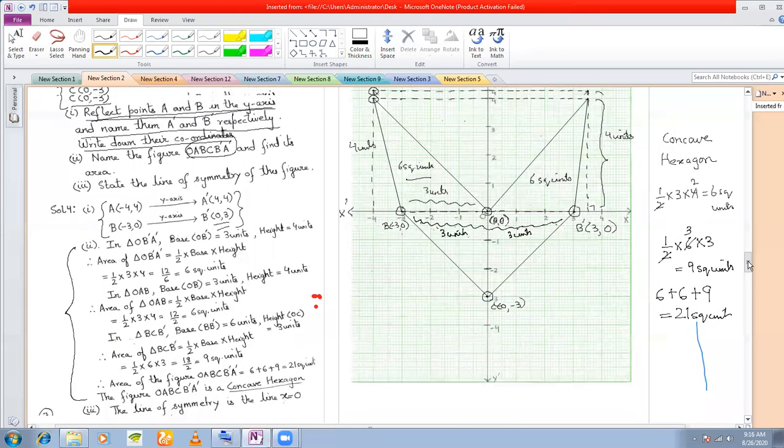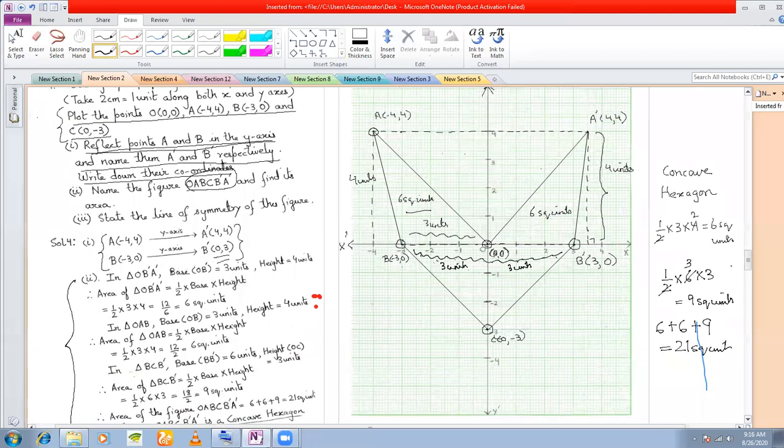Okay. Now, third question is, state the line of symmetry of this figure. What is the line of symmetry? Go back to your class 8 knowledge. A line which divides the figure into two equal shapes. Am I right? Two congruent shapes.